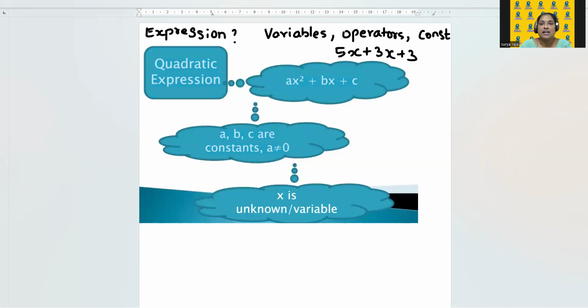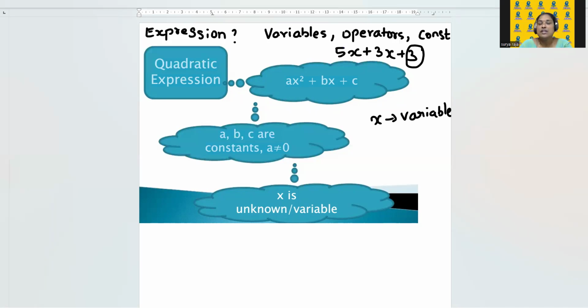Okay, here, as you can see, x is a variable and it should always be a letter. An unknown variable can be denoted as a letter x. Okay, what about operators? We know plus or minus. And this whole number is considered to be a constant.